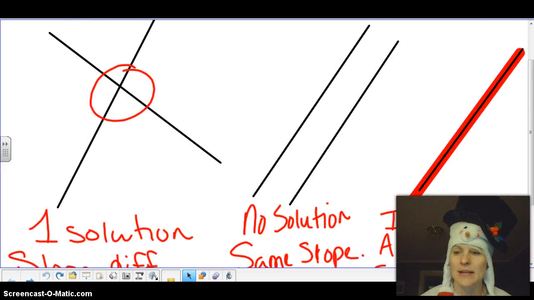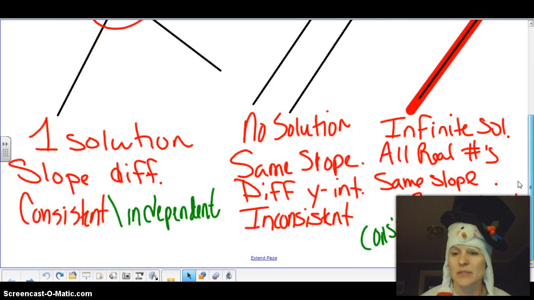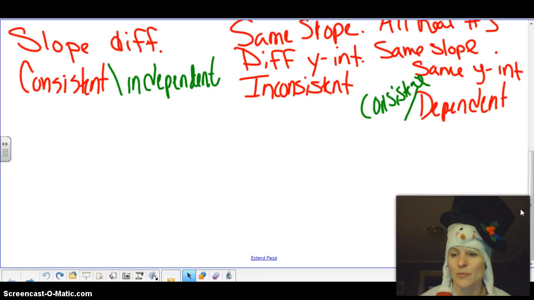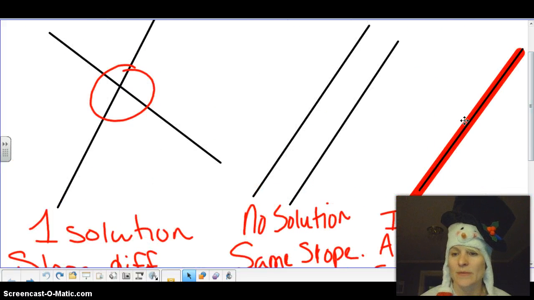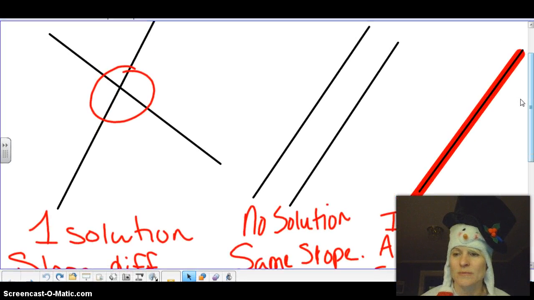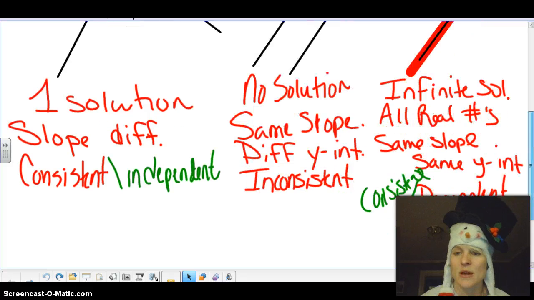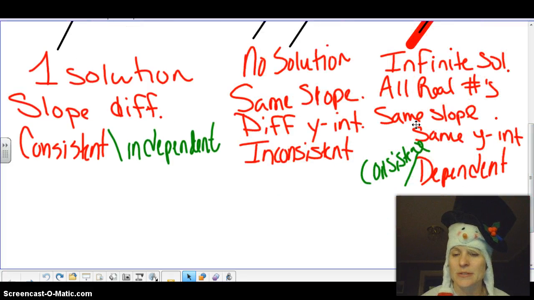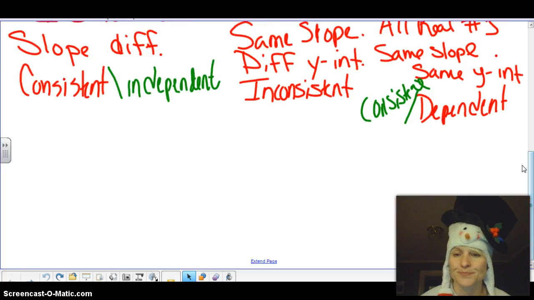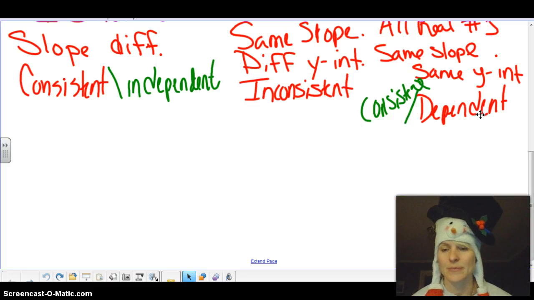Okay? And the last one, and I know my face is covering up some of this, so I will try to move it out of the way a little bit. When you have 2 lines on top of each other, therefore they're the same line. Whoops. Because they share everything from infinity, those are infinite solutions, or we can call it all real numbers. They should have the same slope, the same y-intercept, and they're called dependent systems. Some people call it inconsistent dependent, but we're just going to call it dependent.